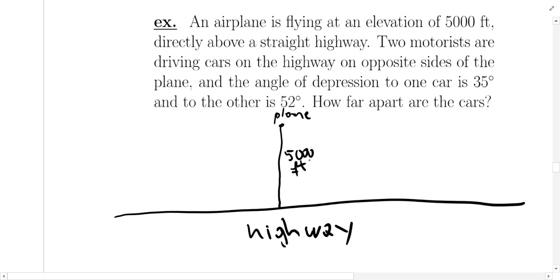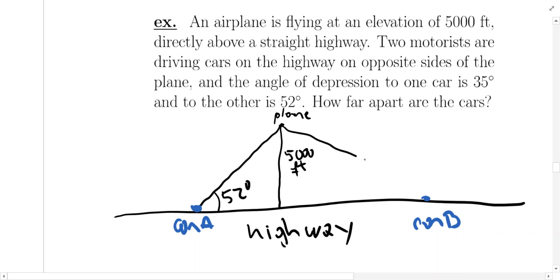Two motorists are driving cars on the highway on opposite sides of the plane. So I have a car here, and then I have a car here. Car A, car B. On opposite sides of the plane, and the angle of depression to one car, so you're looking at the plane right here, is 52 degrees. And the angle of depression to the other car is 35 degrees.